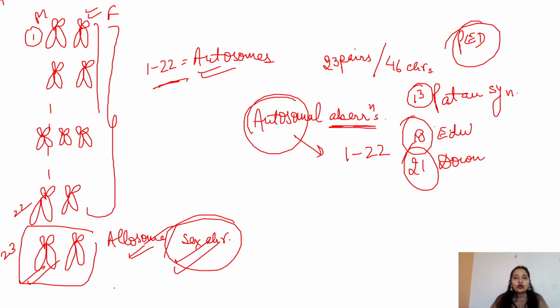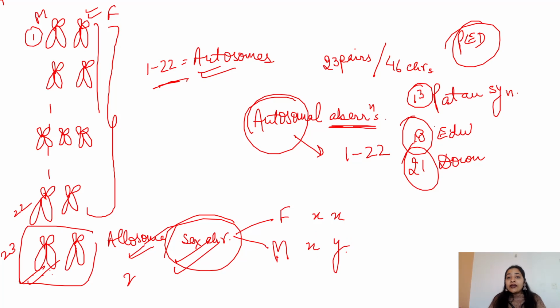Now coming to sex chromosomal aberrations. In sex chromosomes there are two types of sexes, or we can say two types of genders, female and male. In female both the chromosomes are X and X. We have a pair of chromosomes, so both the chromosomes are X and X in females, whereas in males we have one X chromosome and the other Y chromosome.